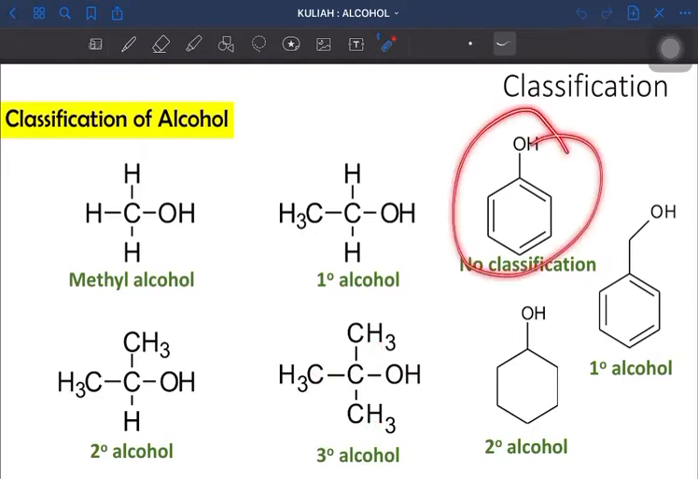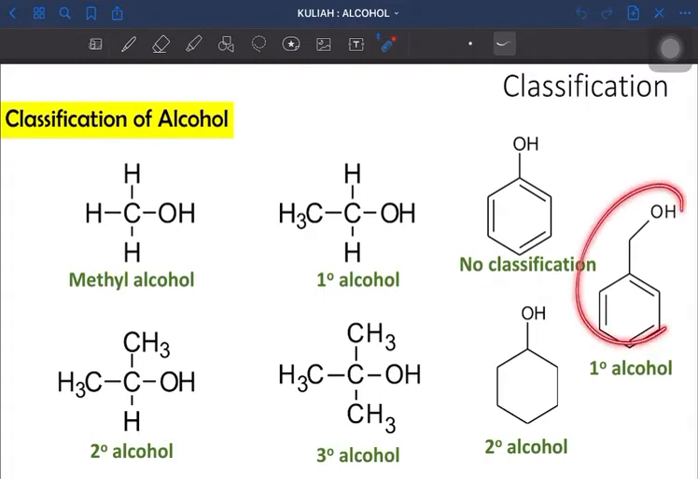And this one, phenol, has no classification because we don't classify the carbon with a double bond, that's the rule. We cannot classify the carbon with the pi bond. So since we cannot classify this carbon, for this alcohol we also cannot classify it. So there is no classification for phenol.